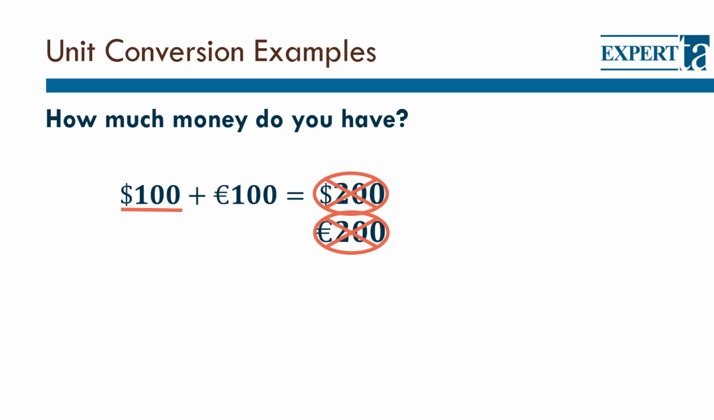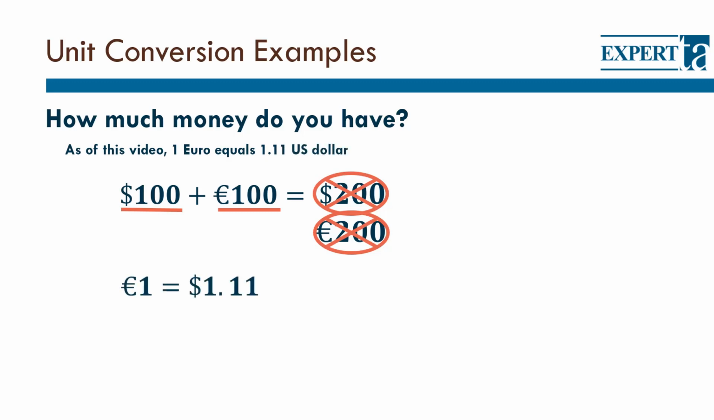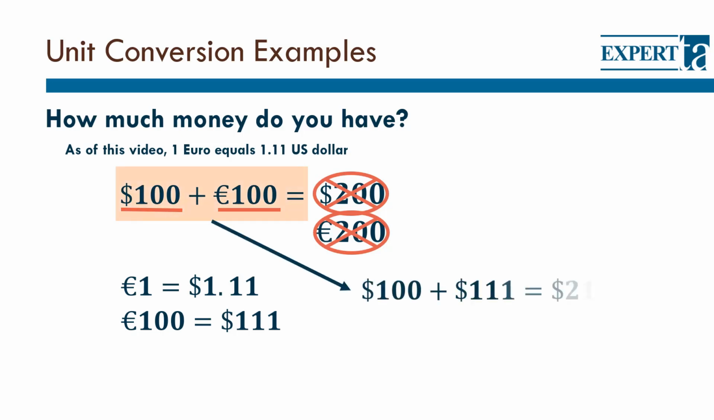This is a different unit, dollars, this is a different unit, euros, so you cannot add these two quantities together as is. So now you need to convert from one to the other. As of the making of this video, 1 euro equals 1.11 US dollars. So 100 euros would be equal to $111. So now you can replace this equation by $100 plus $111, and that makes 211 total dollars.